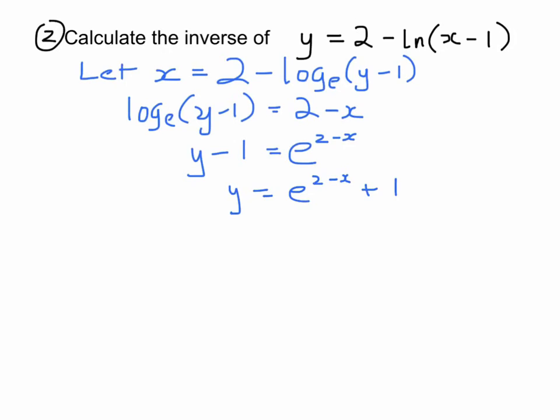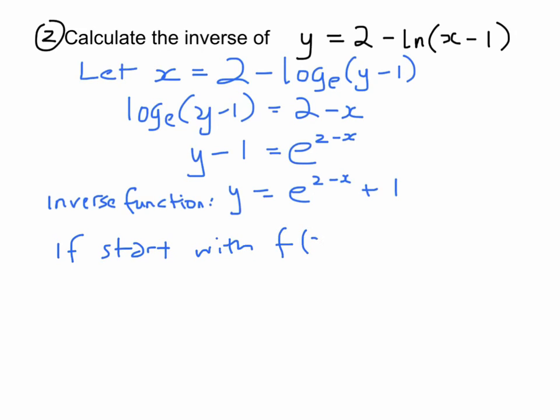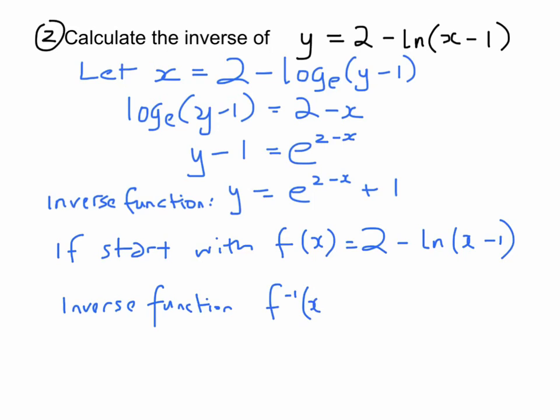If you want to be very, very clear, you'd say inverse function before that, and it tells you that's the rule for the inverse function there. Now, just a little note of notation. If we started with f of x equals 2 minus log of (x minus 1), then we need to end with an inverse function in the right notation. So we'll say f to the power of minus 1 of x is equal to e to the power of 2 minus x, plus 1.